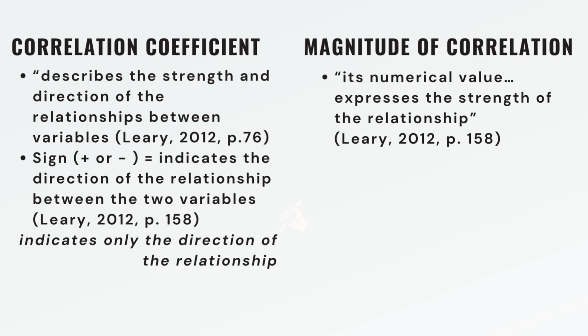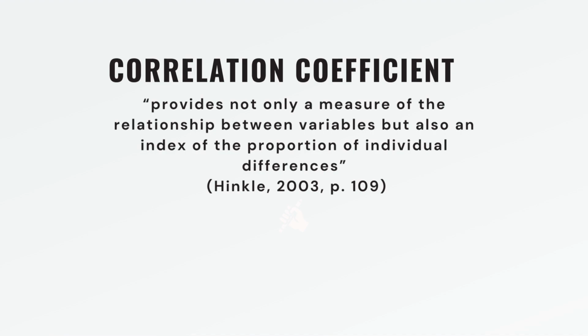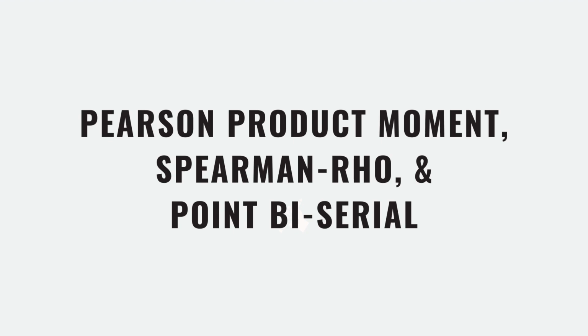It expresses the strength of the relationship between the variables. Ultimately, according to Hinkle, the correlation coefficient provides not only a measure of the relationship between variables but also an index of the proportion of individual differences in one variable that can be associated with the individual differences in another variable. The magnitude of the correlation, on the other hand, is only the numerical value and therefore a part of the whole correlation coefficient. Let us now compare and contrast the Pearson product moment, Spearman rho, and point biserial correlations from each other.